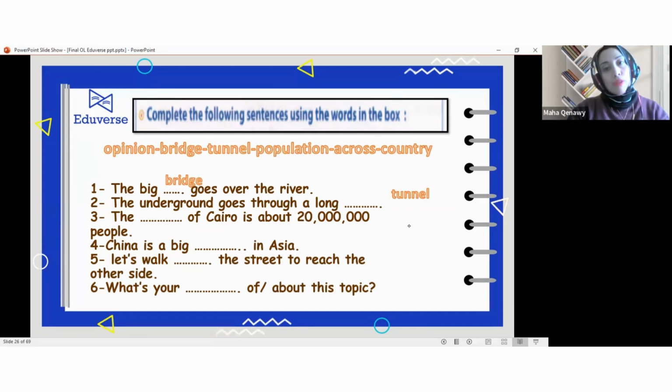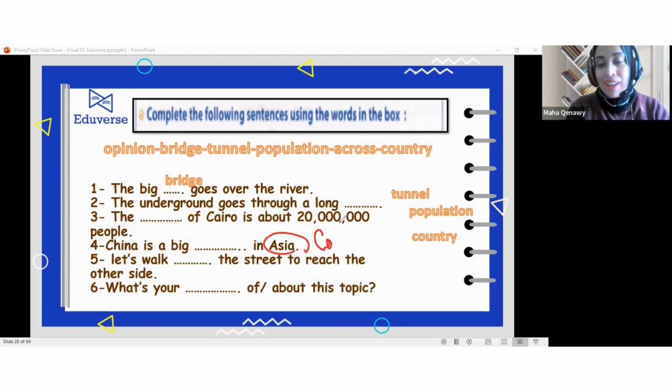The population of Cairo is about 20 million people. The number of people in a specific place, like a country or a city, is the population. Population, do not forget. China is a big country in Asia. Egypt is a country. Sudan is a country. But Asia is not a country.